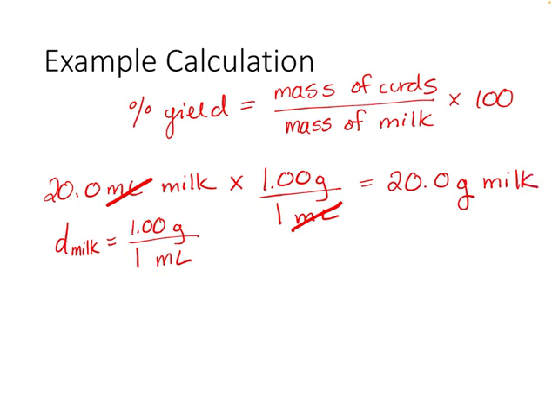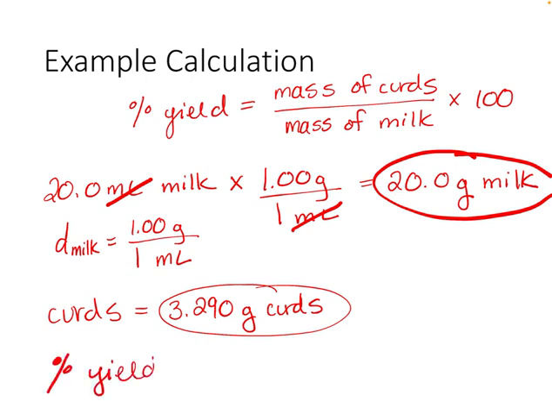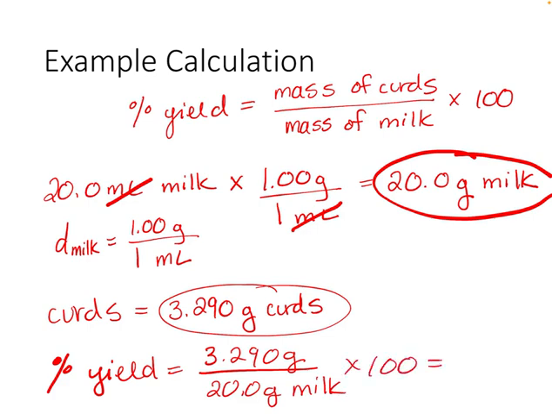Okay, so now let's say at the very end of lab we figure out that we had 3.290 grams of curds. So now we're just going to plug that into our equation up above, and then we're also going to plug in the 20 grams of milk. So then the percent yield will equal 3.290 grams of curds over 20 grams of milk times 100.